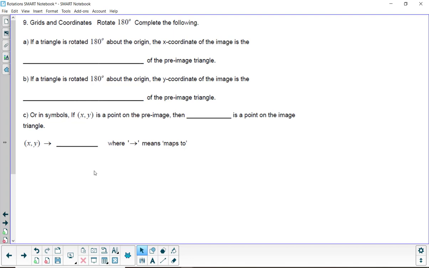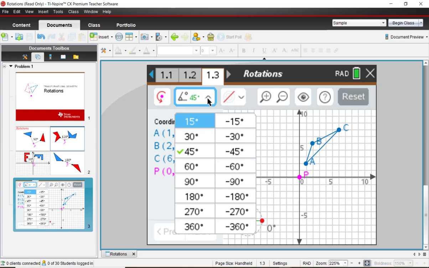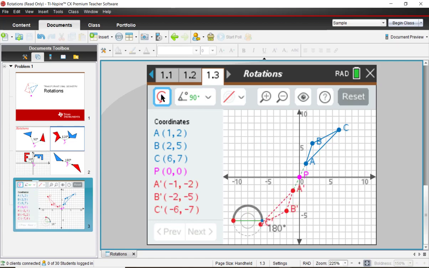Let's look at number 9. This one rotates the triangle 180 degrees about the origin. Let's investigate with the software. All right, so back to the TI-Nspire software. Click on Reset, change the angle to either 90 or 180. I think I'll do the 90, so I'll do it in 2 rotations and look at the coordinates of the points.